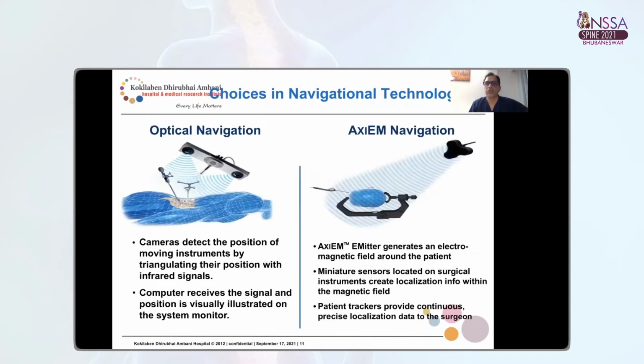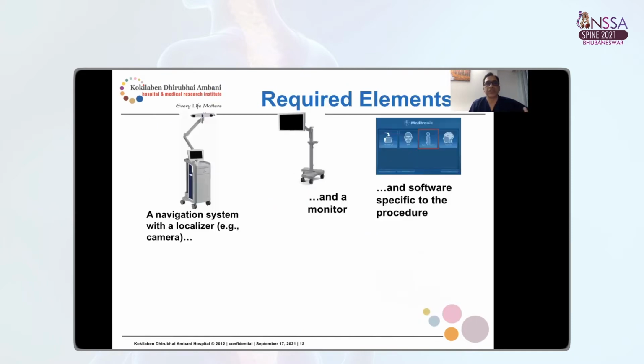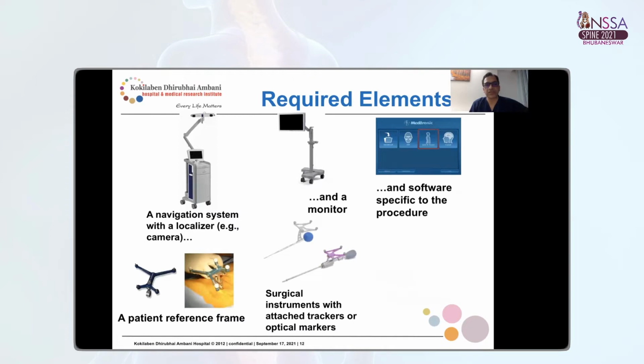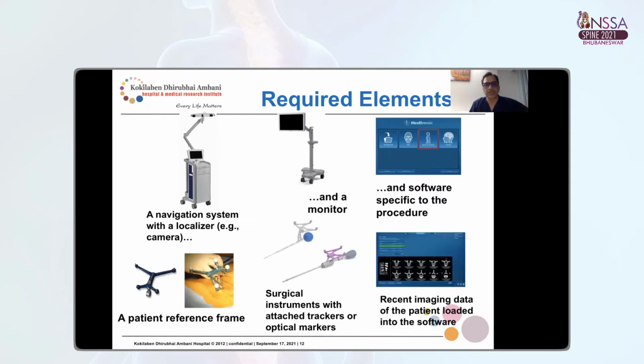We all know that there are two types of navigation: optical navigation and electromagnetic navigation. Electromagnetic is mainly used in cranial conditions. In spine, it is always optical navigation. The required elements are the navigation system, the monitor, and the specific software. The reference frame is very important here, along with the different tracker systems which can be attached to the instrumentation. Nowadays, all the instruments come with inbuilt trackers.